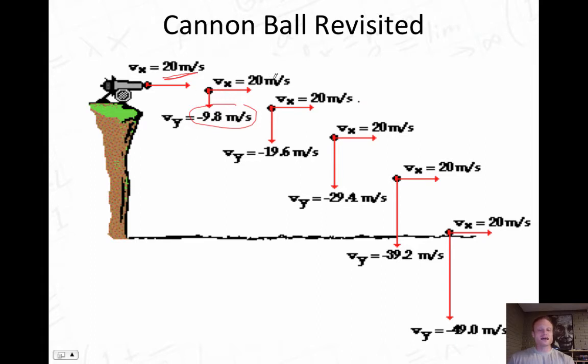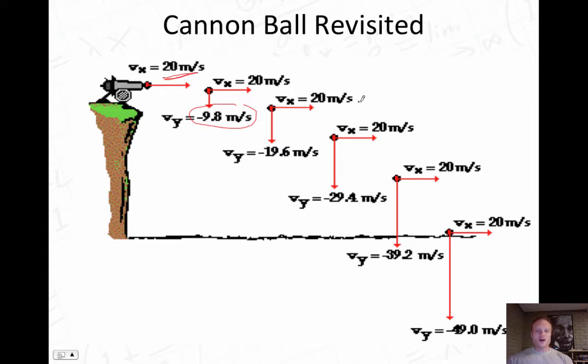But notice the x velocity is still 20 meters per second. Another second later, the x velocity is still 20 meters per second, but the y velocity is now negative 19.6 meters per second. Basically, we've doubled this velocity, and it continues to add 9.8 meters per second every second, because that is the acceleration due to gravity. The acceleration due to gravity on Earth is 9.8 meters per second squared. So for every second an object falls, it speeds up by 9.8 meters per second. And you'll notice again, the horizontal velocity never changes throughout the entire flight.